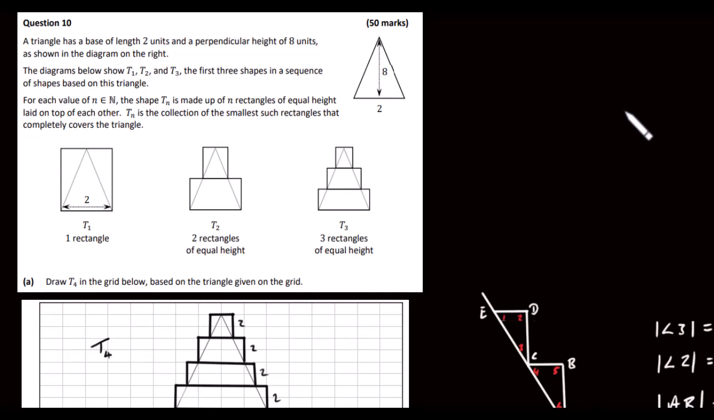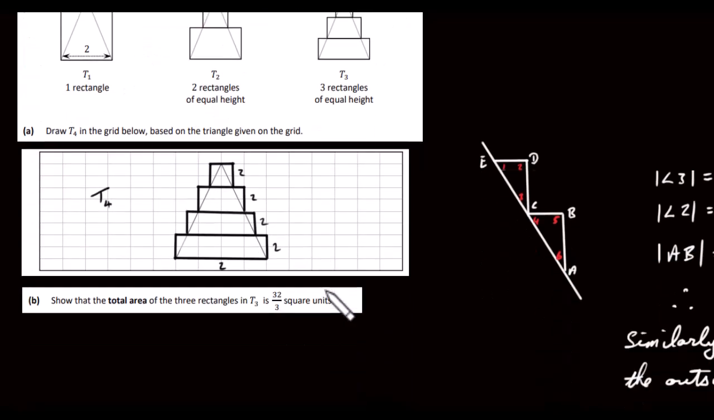For each value of n, which is natural, the shape Tn is made up of n rectangles of equal height laid on top of each other. Tn is the collection of the smallest such rectangles that completely cover the triangle. So we're given the first 3 terms here: 1 triangle and 1 rectangle, 1 big triangle and 2 rectangles, 1 big triangle and 3 rectangles. So draw T4 in the grid below based on the triangle given on the grid.